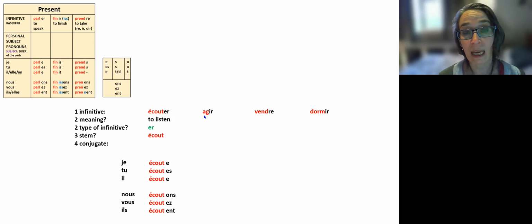Okay, so agir, meaning to act. So type of infinitive. Okay, so it's an IR infinitive. Here we go. Like finir. So it will work like finir. What is the stem of agir? Age, okay? So let's conjugate.